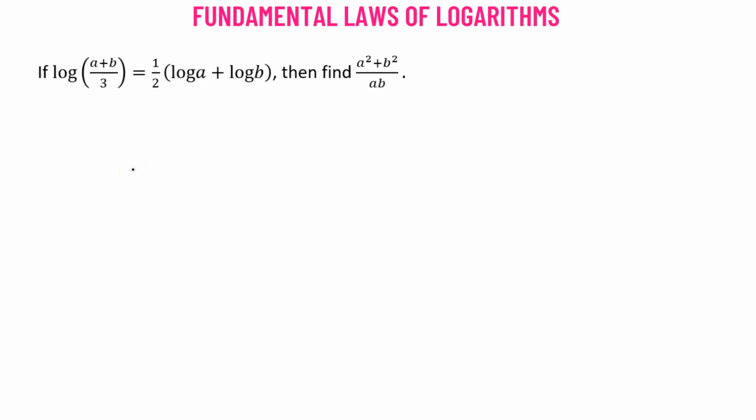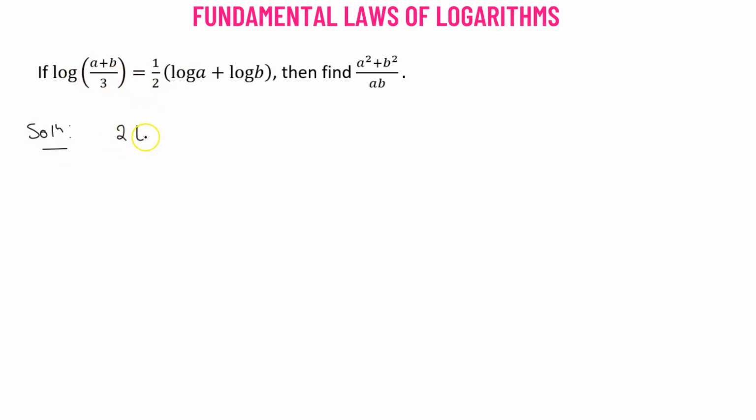So here we have log of (a plus b) over 3 equals half times (log of a plus log of b). Using this fact, we have to find out the value of (a squared plus b squared) divided by ab. So let's begin. We can rewrite our given logarithmic equation: we'll multiply both sides with 2.